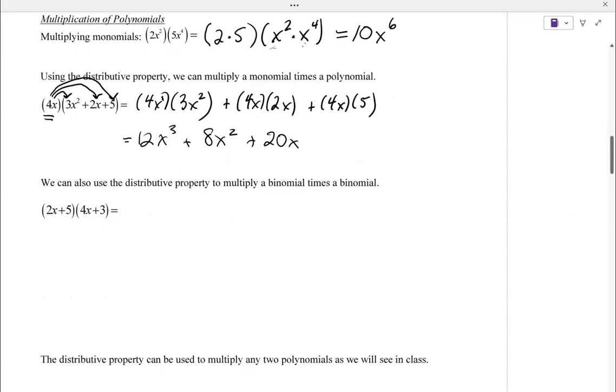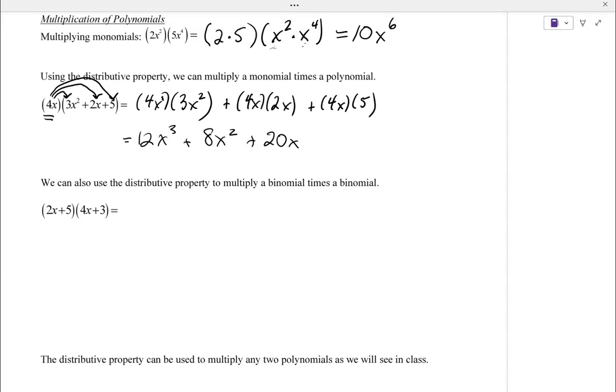Okay. All right. We can use the same property to multiply two binomials together. Binomial means a two-termed polynomial. That's all binomial means, there are two terms in the polynomial. If you see the word trinomial, that means there are 3 terms. They're all examples of polynomials, but monomial means 1, binomial means 2, trinomial means 3.